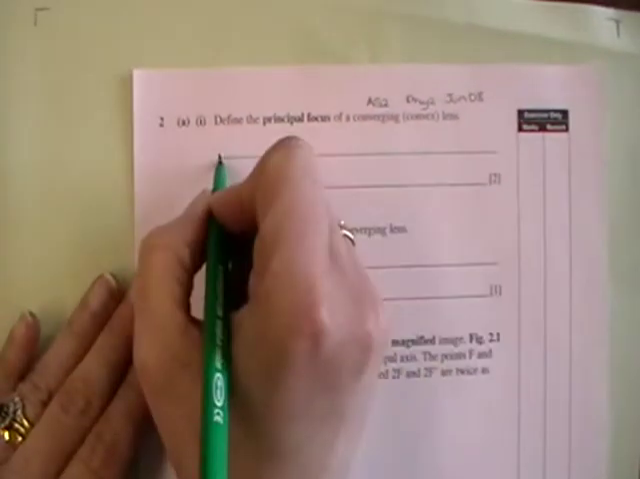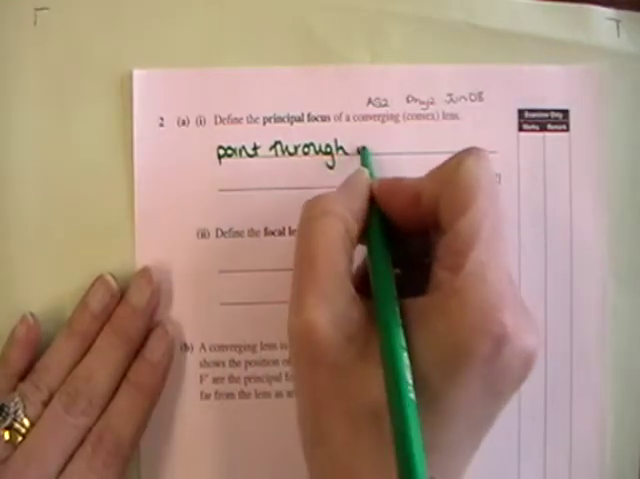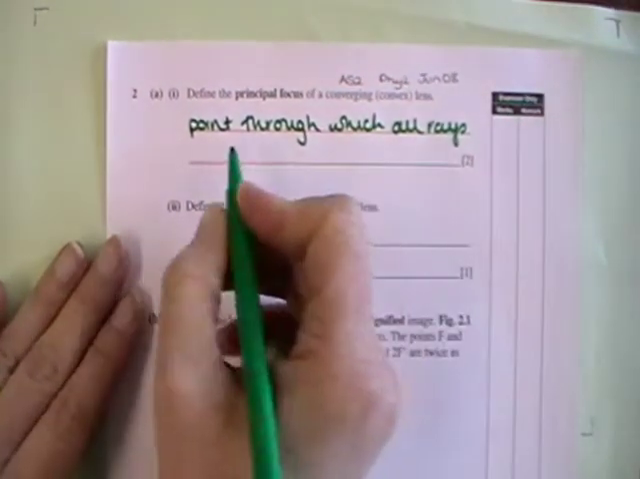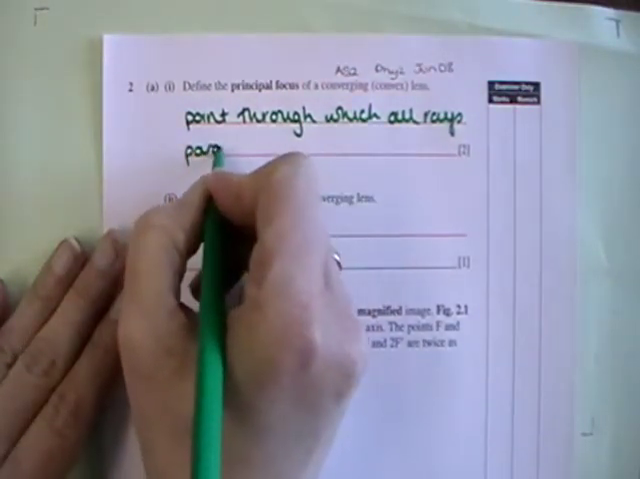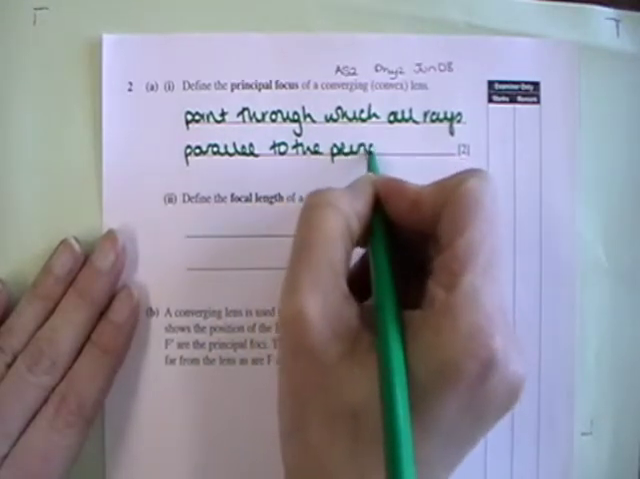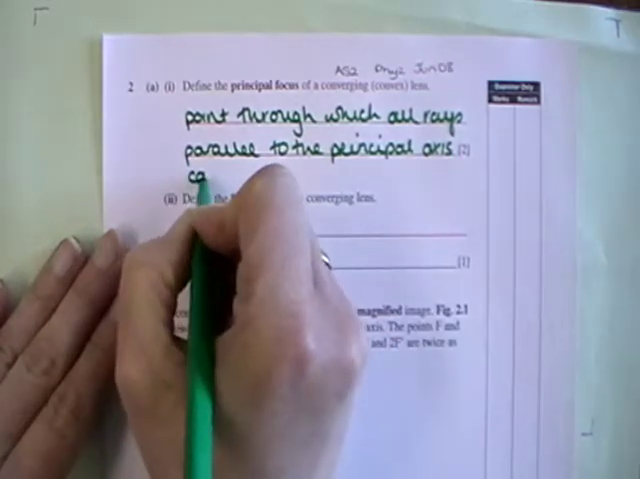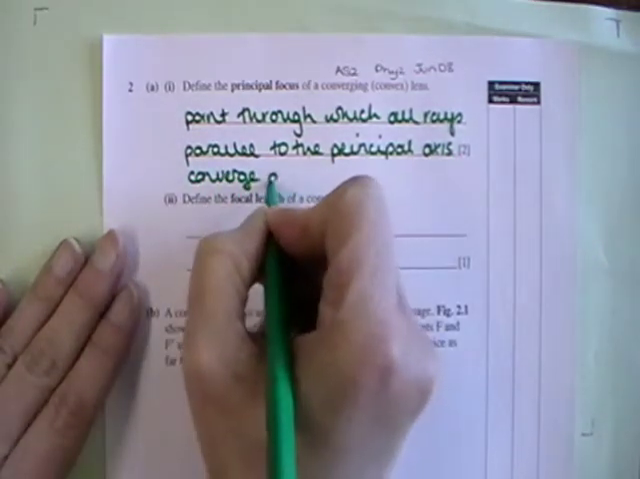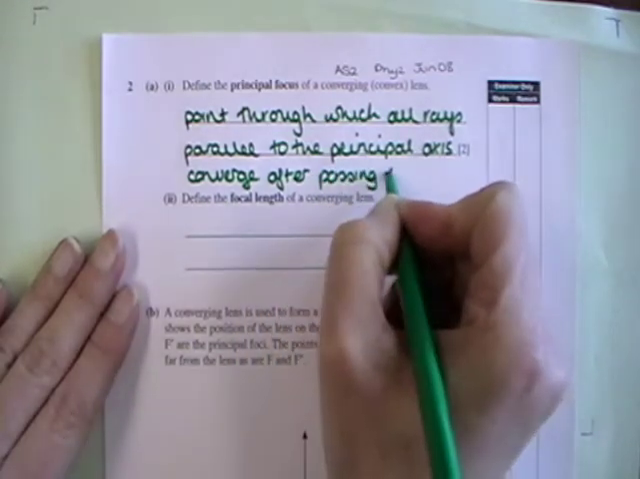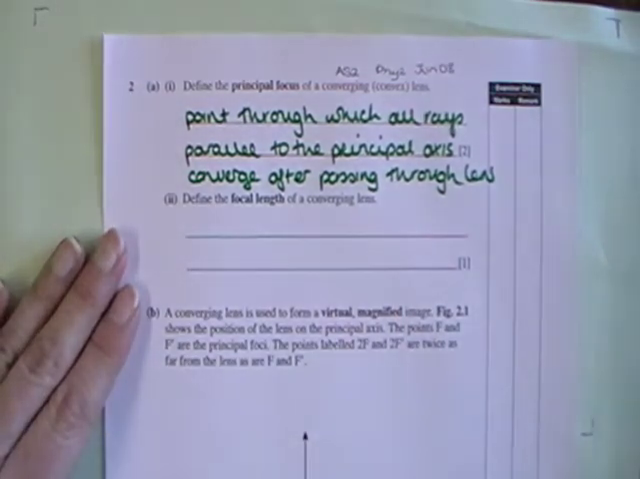This is the point through which all rays parallel to the principal axis converge after passing through the lens. There are two marks for that.